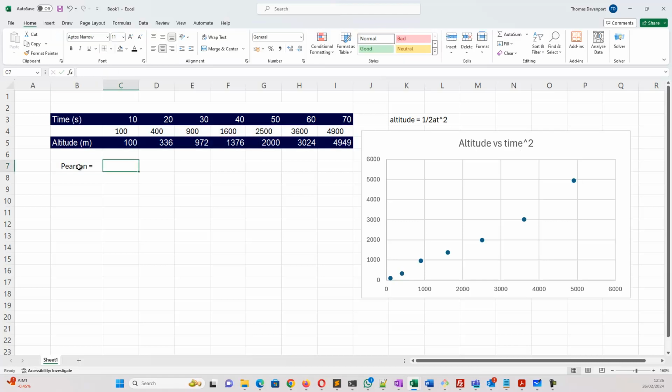For the Pearson correlation coefficient, we use the function equals Pearson. We give the first array, comma, and then the second array. Close brackets. We've got a value of 0.989, which is very close to 1, so we've got good correlation. So let's put that answer into Babbage.